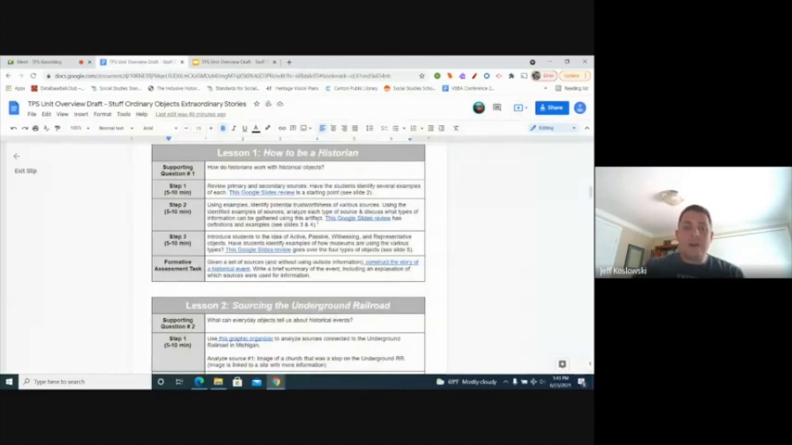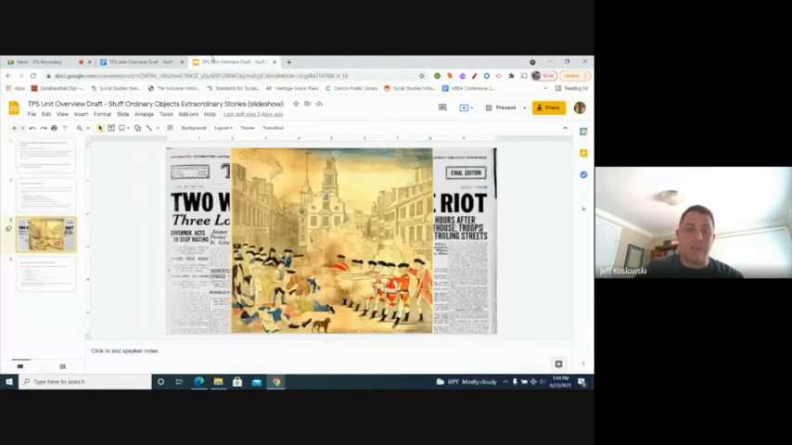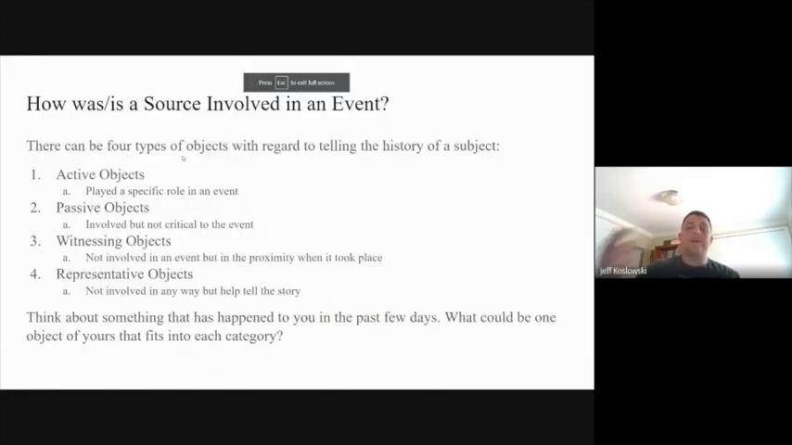Now, as we spent our time talking about different museums, one of our sources, the Holocaust Memorial Center in Farmington, Michigan, talked about the idea of objects within, specifically passive, active, witnessing, and representative objects. And we have the definition here on these same slides about what these objects can mean.